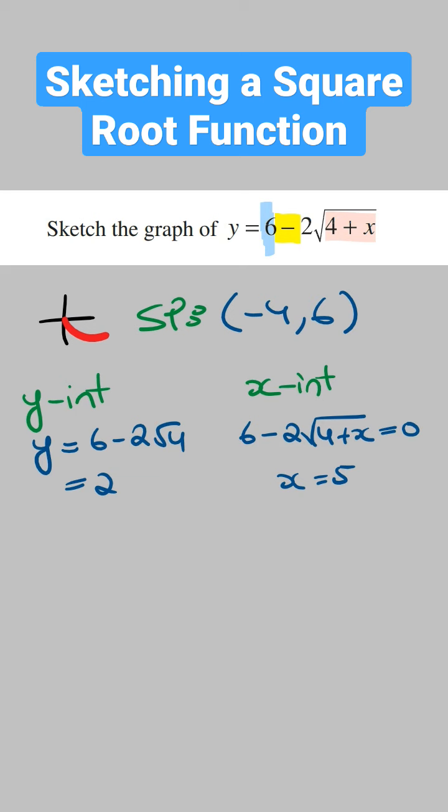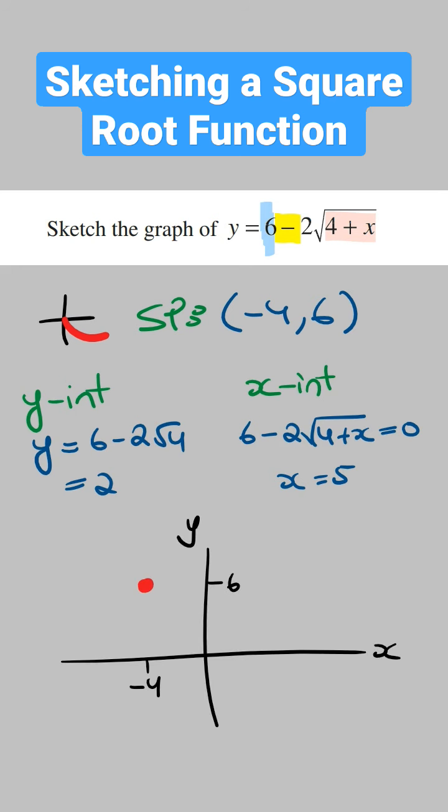And now on the axes, start with marking the coordinates of the starting point, marking the x and y-intercepts, and finally sketching a reflected square root graph passing through these points, giving us the graph of y.